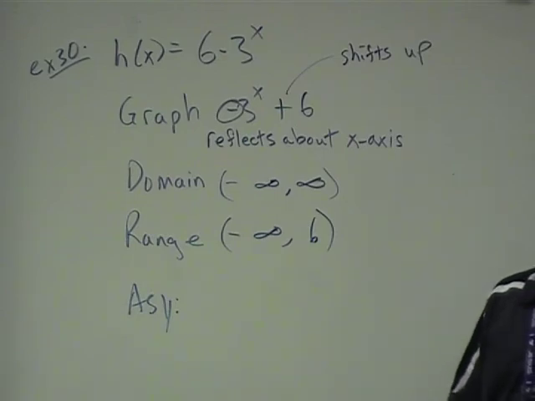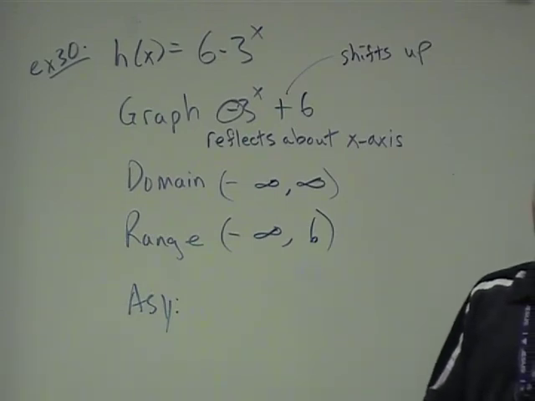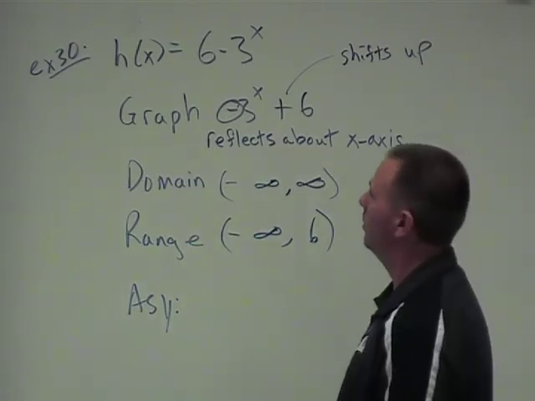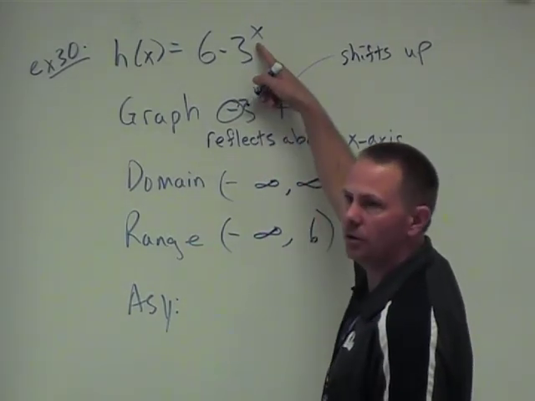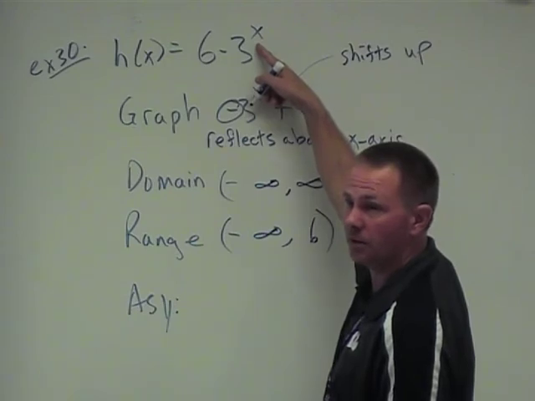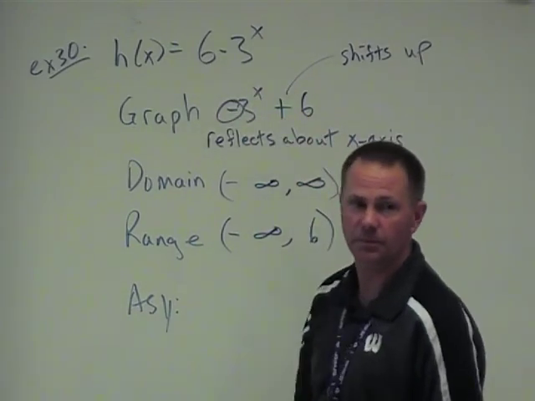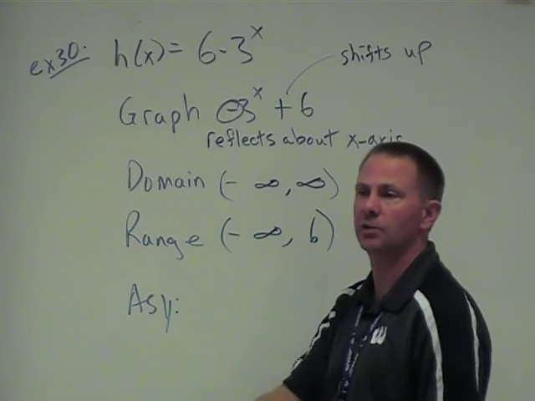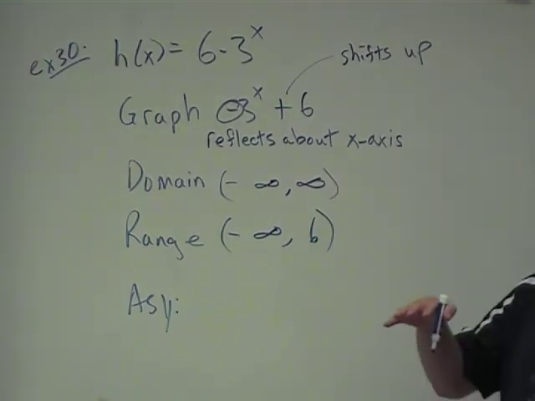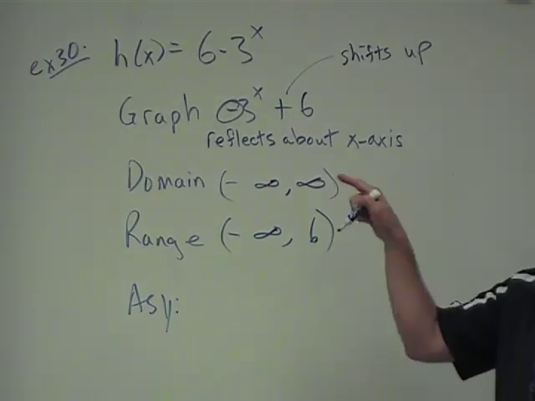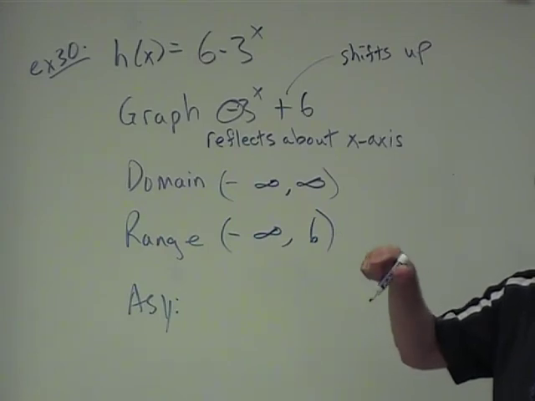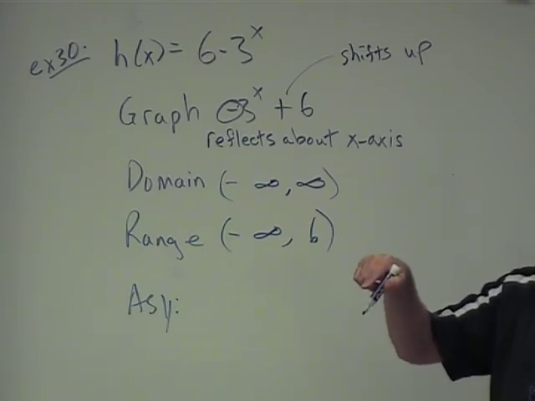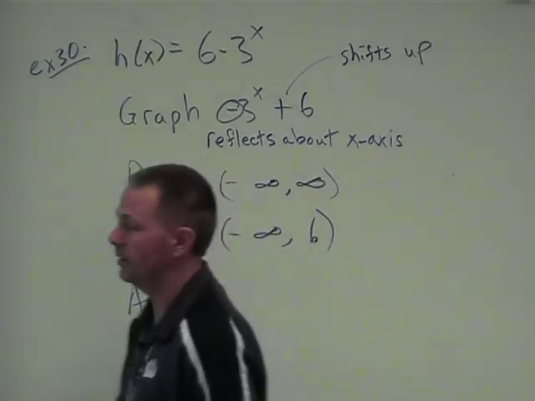Why is it going through the y-axis at 5? Well, when x is 0, 3 to the 0 is 1. 6 minus 1 is 5. You should be able to tell me where it's crossing the y-axis when you graph. Without your calculator, you have to do this. Now, you ready for me to help you? Yes. Okay. All right.